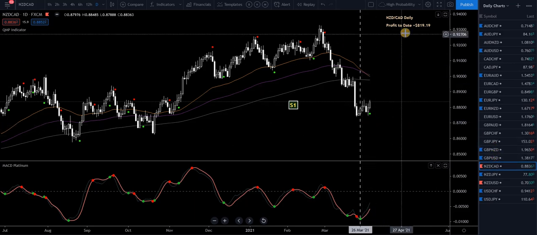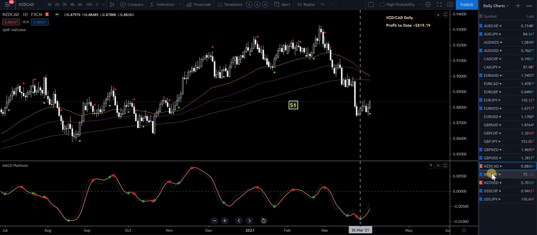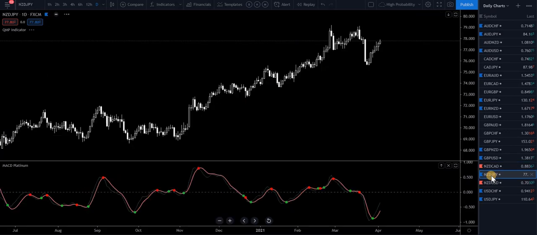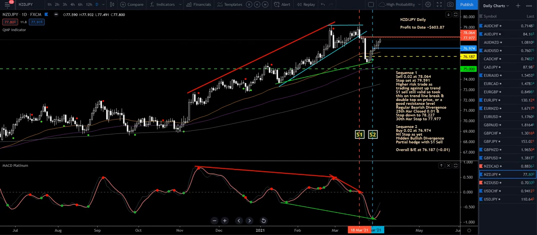That's New Zealand CAD. A pair I like trading. It's a pretty slow mover. New Zealand Yen. Now a little bit tricky this one. Well, it's not really. Took a sell up here on this break of this trend line. You can read the notes there.